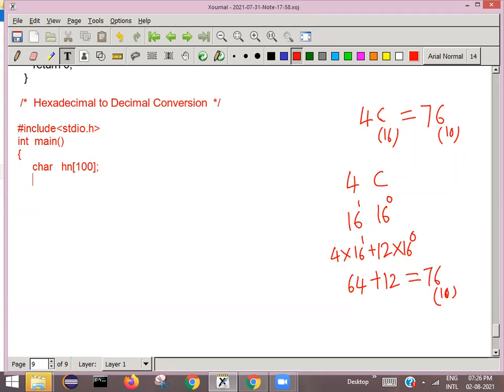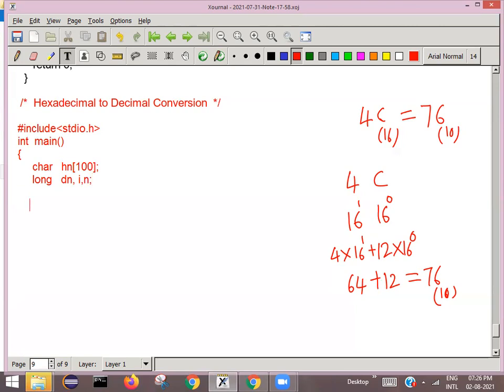Then we need an equivalent decimal number, so you define dn. Remainder we are not required here, because each number in the array you need to read character by character. Then we require a loop control variable i. We'll see what the i value is afterwards. And the length of the array we need to find out, because you need to read the characters starting from right to left. So string length you need to calculate. You declare a variable n here.